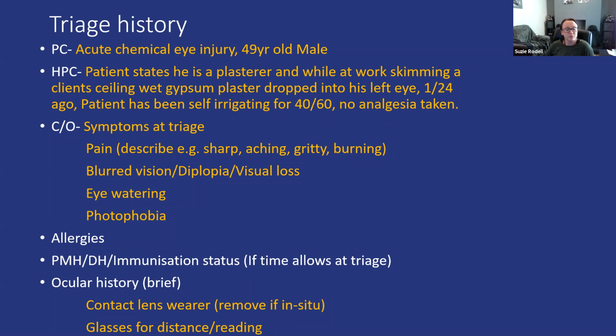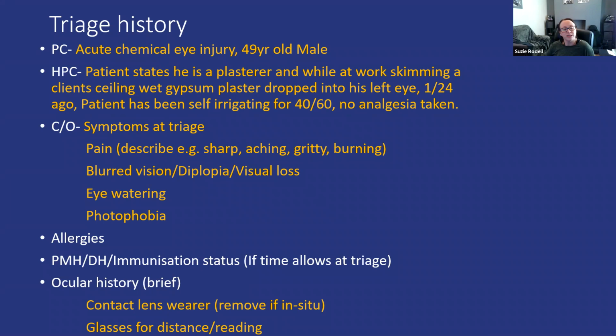The basic symptoms that the triage nurse can ask for: obviously pain, and the evidence recommends trying to ascertain what type of pain. Is it a sharp pain, aching pain, gritty or burning? Do they have any blurred vision, double vision, or visual loss that they're aware of? Has the eye been watering? And do they have any photophobia, that's a sensitivity to bright light? At triage, I tend to see it written as above, and then patient complaining of a sharp pain with blurred vision, eye watering, no photophobia. These aren't necessary, if I'm honest, for the triage nurse to document. The priority is getting the pH and getting them through for the assessing practitioner.